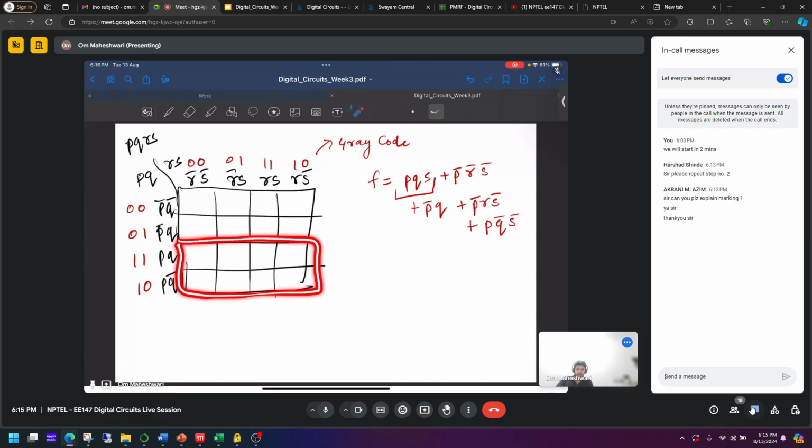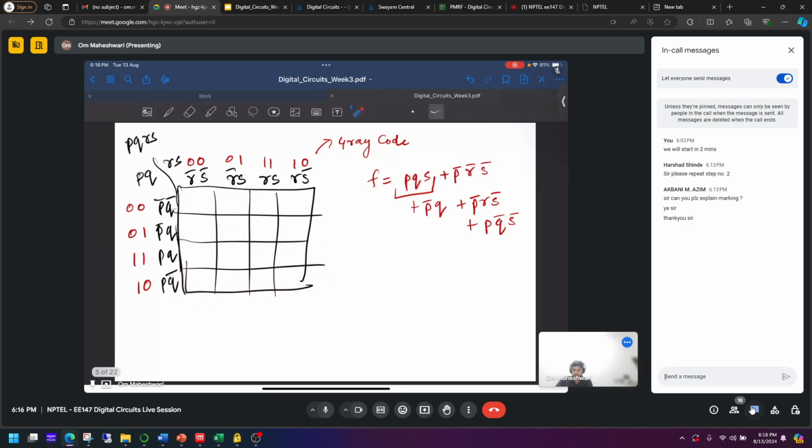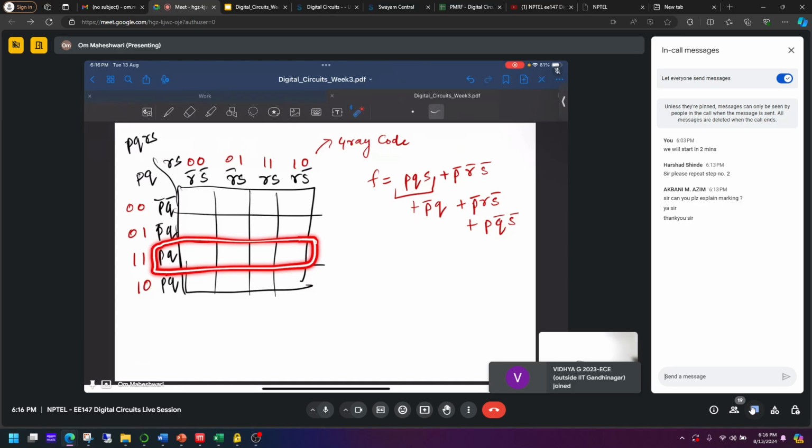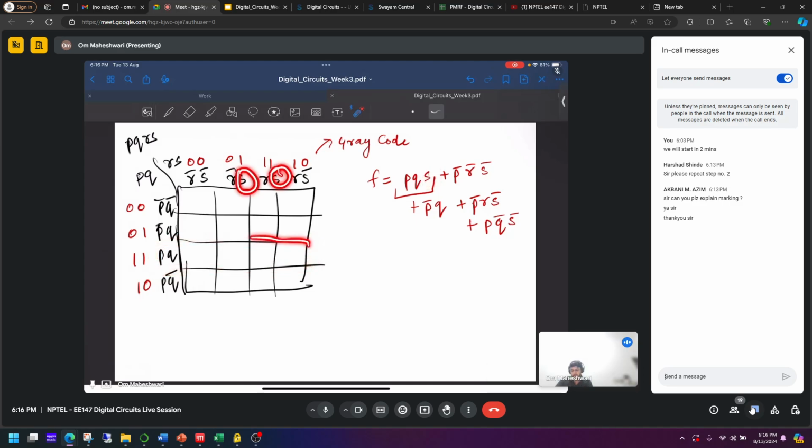Then we have Q. PQ is these four columns. Then S, we have S here, we have S here. So this is PQ, this is S. Their intersection is PQS. So I will put 1 and 1 at their intersection. So these two represent PQS. Is it clear, Azim? Right. So similarly, we do the same for the next term.